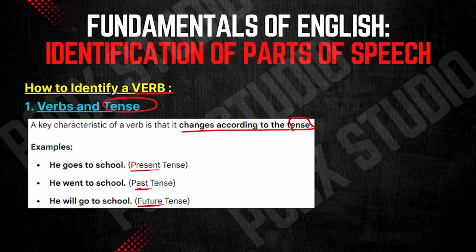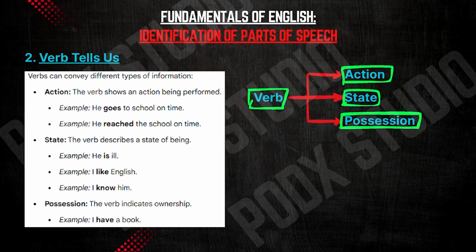For example, he goes to the school. Here, looking at the word goes, you can change the tense of this word: go, went, gone, or will go in the future. So here, it's a verb. He goes to school, it's present tense. He went to school, past tense. He will go to school, future tense.